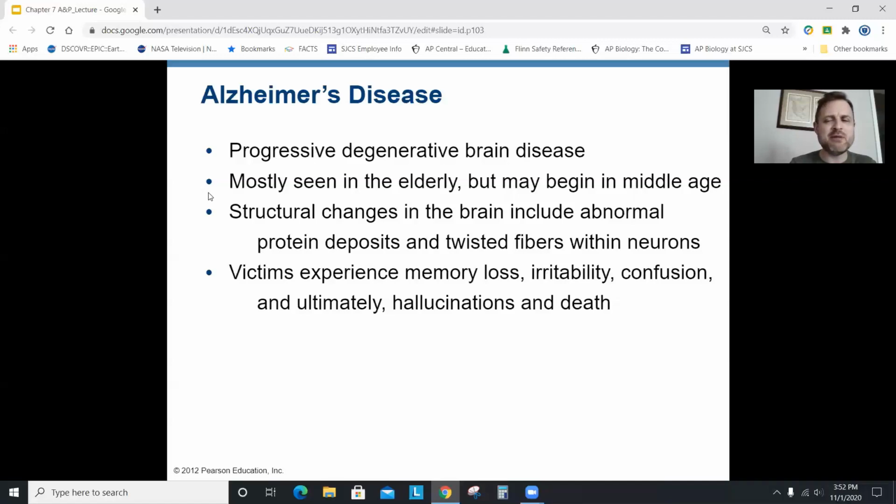You have pretty bad hallucinations, and eventually, you will die. You'll die from it. There's no cure for Alzheimer's disease. It's a progressive degenerative disease, which again means it's not going to get better.